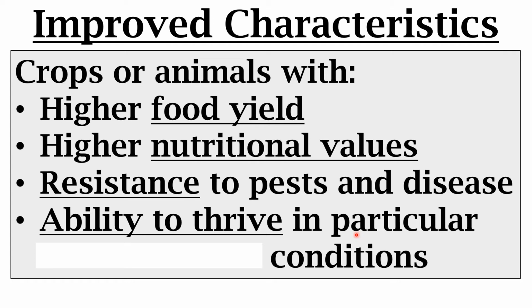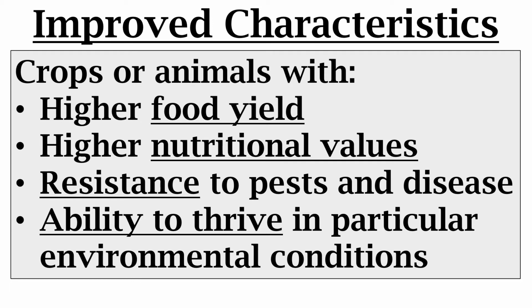And finally, and this is a kind of big one for the future, is the ability to thrive in particular environmental conditions. So if you have a period where there's no rainfall and all your crop dies, then maybe you might want to think about, should we go down the route of having genetically modified crops which are able to survive in conditions in which there's less water.